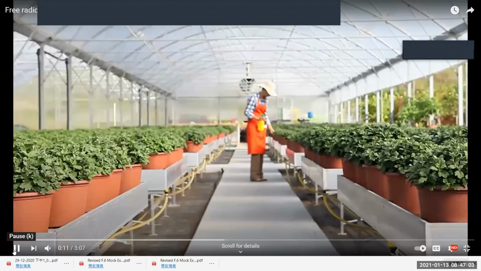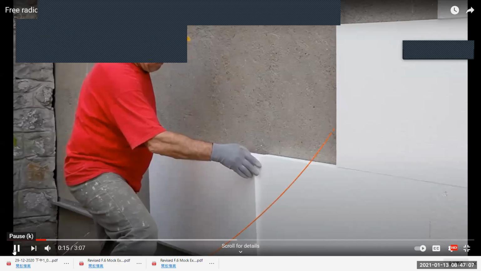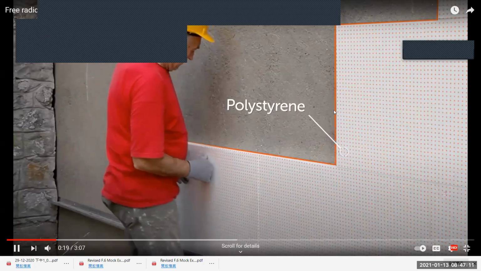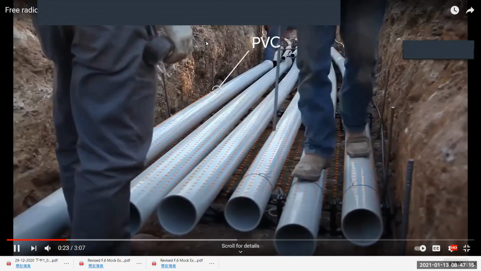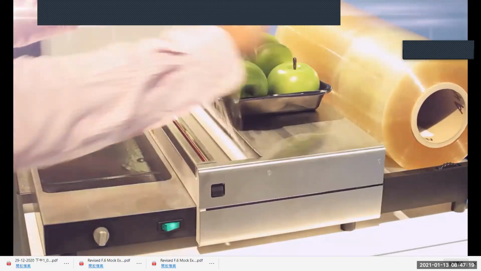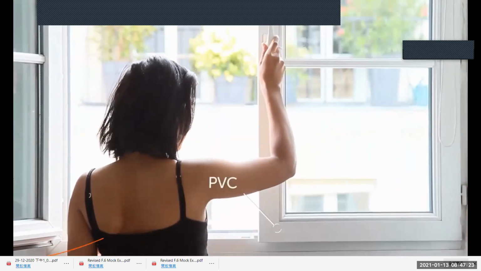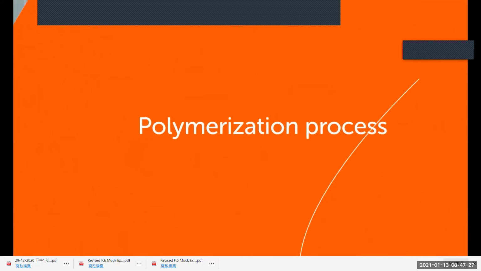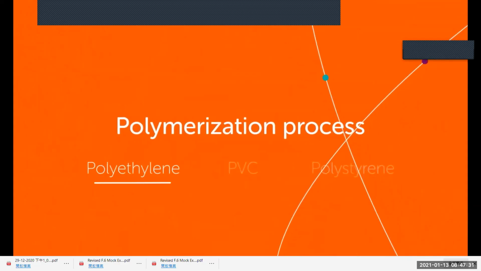Polyethylene, PVC and polystyrene are polymers, also known as plastics. They are all being produced with the help of Nourion's organic peroxides via a process called free radical polymerization. Let's take a closer look at how this polymerization process works and what these plastics have in common. Since polyethylene is one of the most common polymers, we will use this as an example.